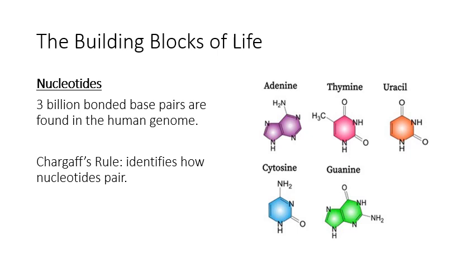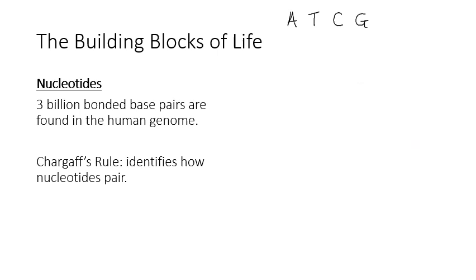When referring to nucleotides, we can use notations. So adenine is represented with an A, thymine represented by a T, cytosine represented by a C, and of course guanine represented by a G. And the way that these nucleotides pair, adenine always pairs with thymine, and thymine only pairs with adenine. Cytosine pairs with guanine, and guanine pairs with cytosine.